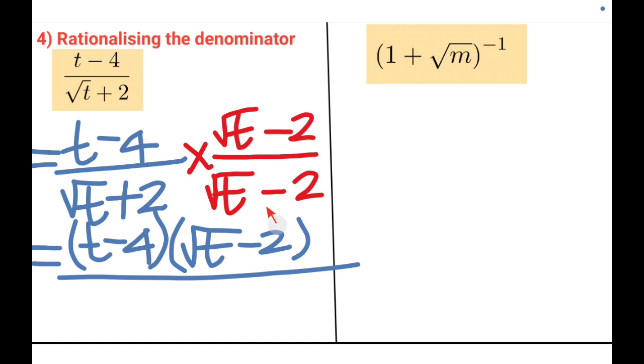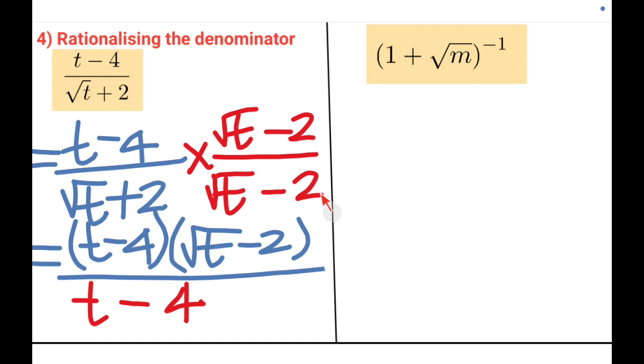Divided by, now the bottom is what we call a difference of 2 squares. So that becomes the square of the first term, which is t in this case. So that will become t minus the square of the second term. So that is 4. And that's how you solve that.